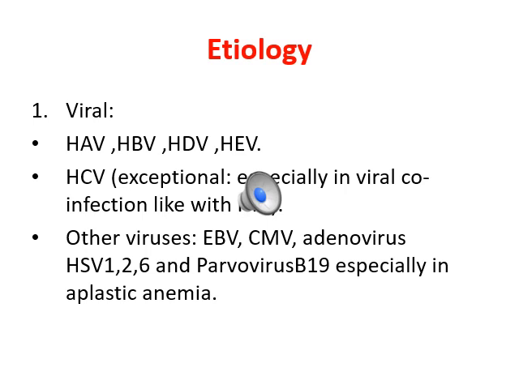The main causes include viral, including hepatitis A, B, D, and E. HCV is very exceptional to cause acute liver failure. It can induce acute liver failure, especially in viral co-infection like with HIV. Other viruses which may be blamed are Epstein-Barr, cytomegalovirus, adenovirus, herpes simplex 1 and 2, and parvovirus B19, especially in aplastic anemia.